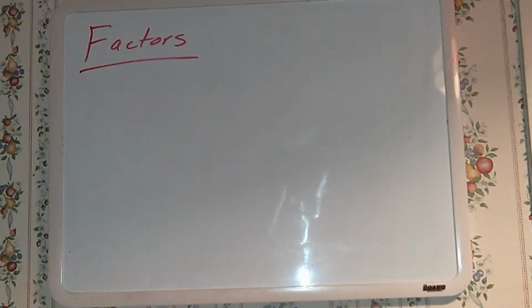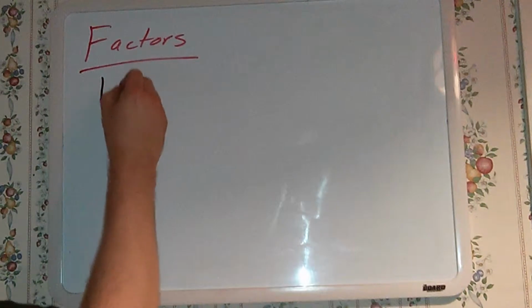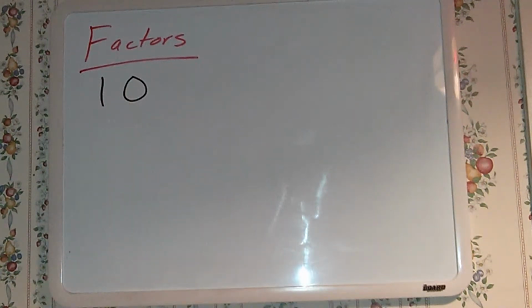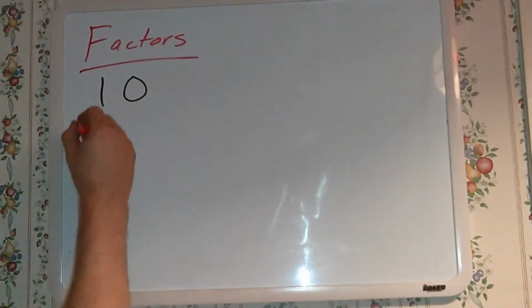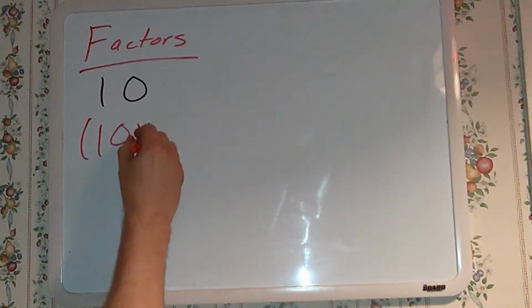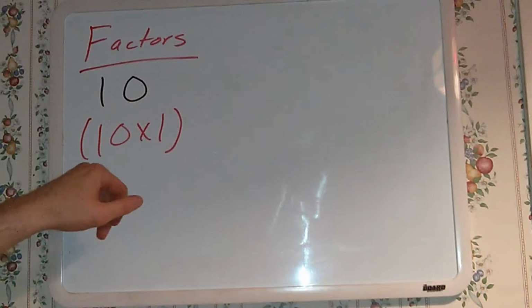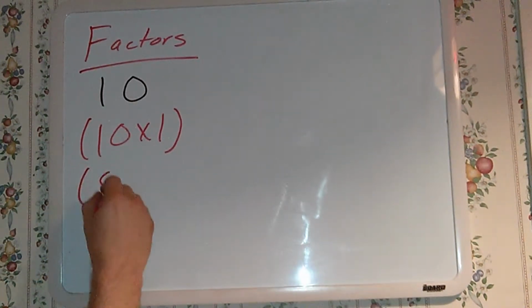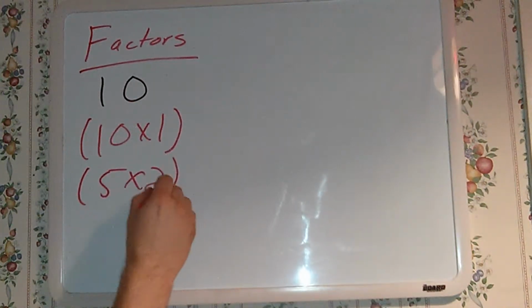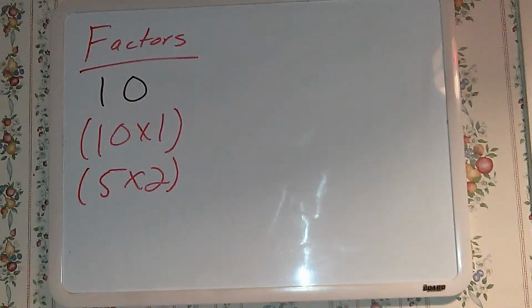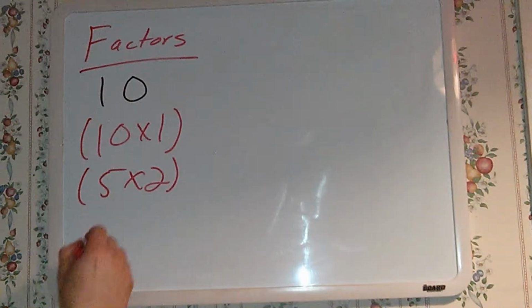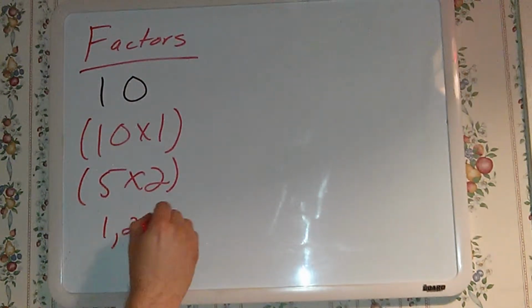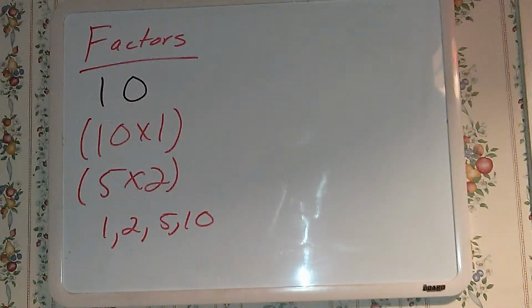Let's use, for our number, let's use 10. Now, if we're looking for the factors of 10, what are the factors of 10? Well, everything is a factor of itself when you multiply it times 1. So 10 and 1 are factors. But we know that we can also multiply 5 times 2 and get 10. So 5 and 2 are factors. So the factors of 10 are 1, 2, 5, and 10.